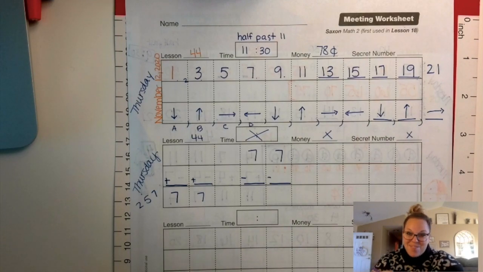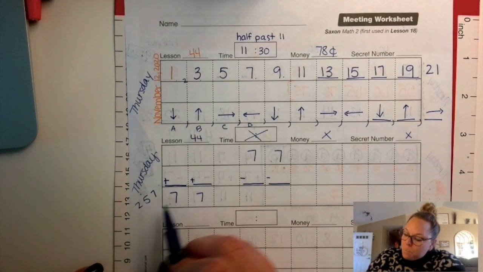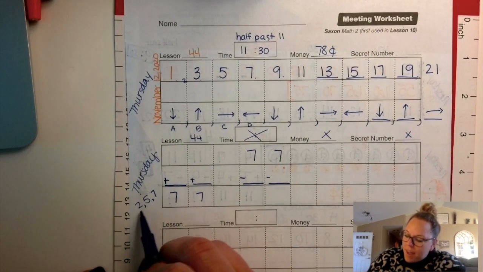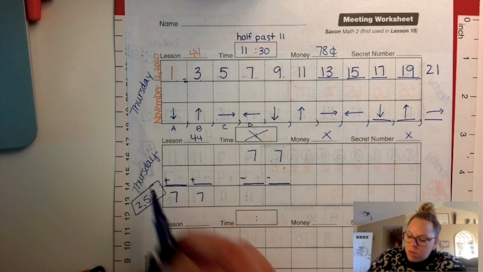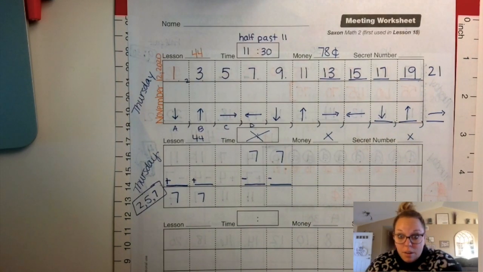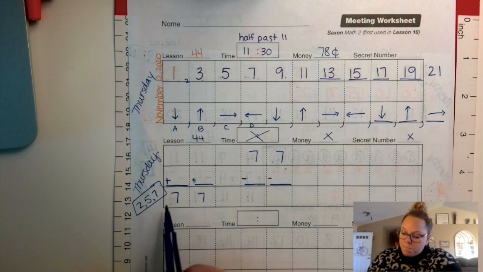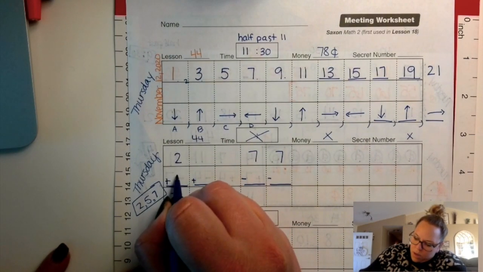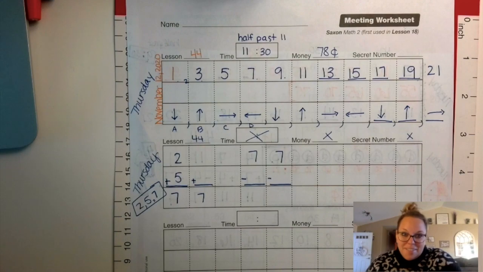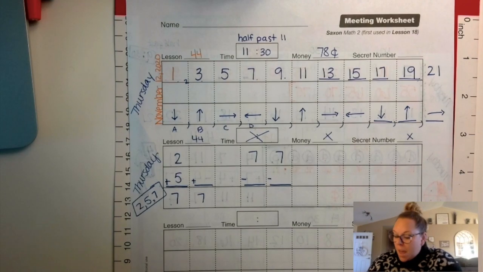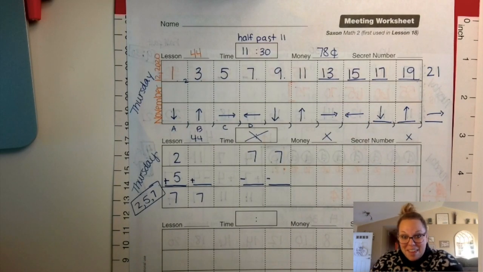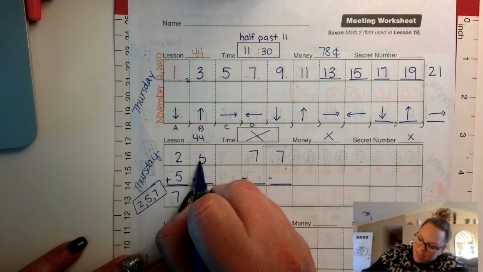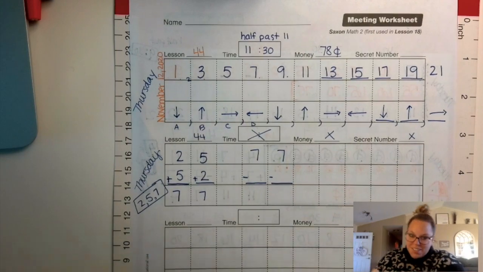Let's check. If you're not done, that's okay. Let's check it out. So 2, 5, and 7, those are the only numbers I can use. I could not use any other number. So what plus what is 7? Well, we know that 2 plus 5 is 7. I can only use 2, 5, and 7. Now I can switch my add-ins around, can't I? So I can say 5 plus 2 is 7.